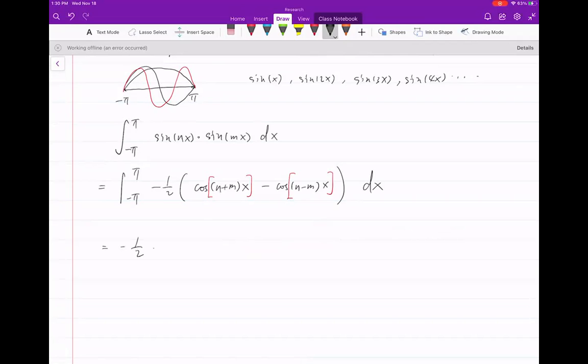Well, that's going to be sine (n plus m)x minus sine (n minus m)x, plug in pi and negative pi, modified by a constant.